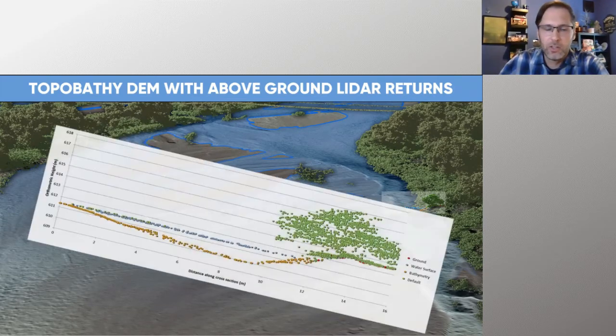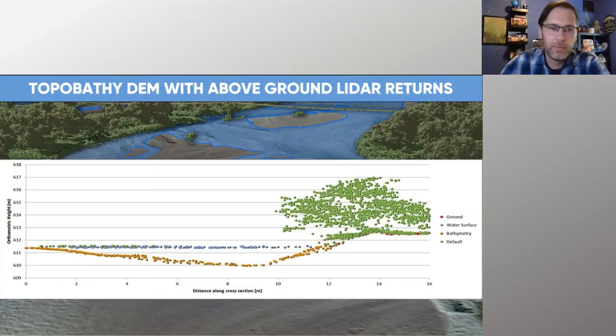And I think this just illustrates the density of points you can get and the pointing angles of these systems you can get under veg, and you can really get that transition mapped accurately.